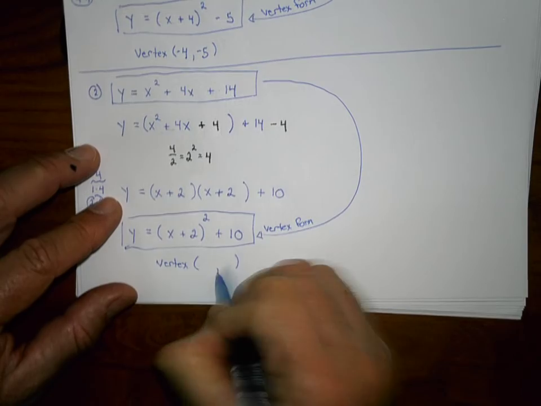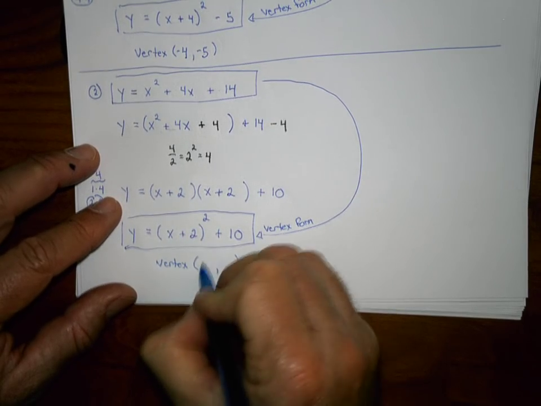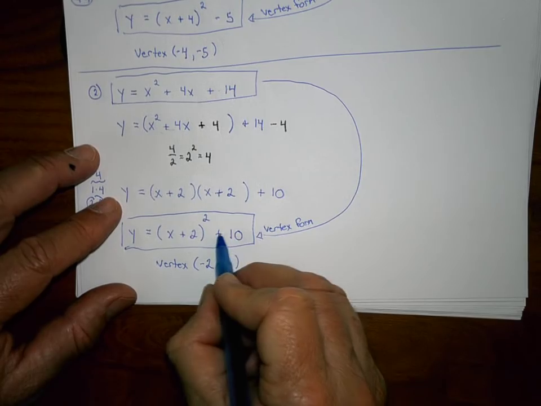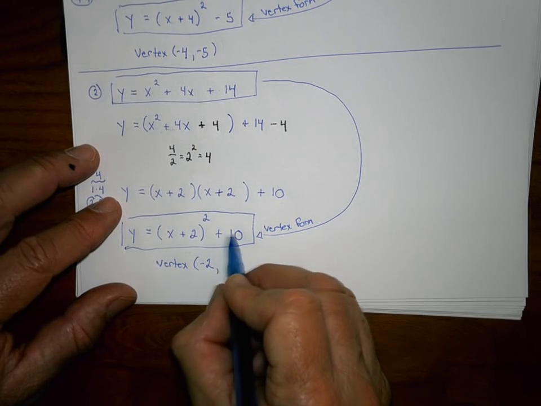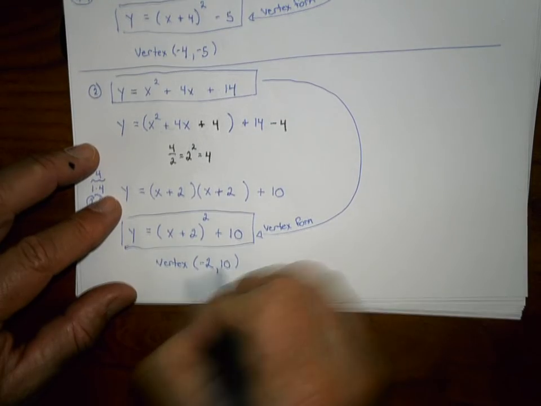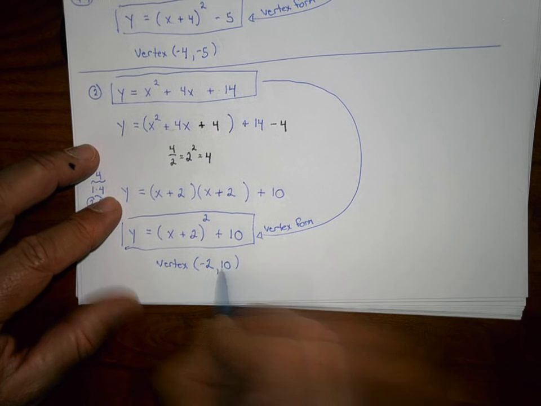So I look inside the parentheses, I see a plus 2. That means my vertex's x value is the opposite of that, negative 2. I look outside the parentheses, I see a plus 10. That means my vertex's y value is exactly the same. So my vertex for this equation would be the point negative 2, positive 10.